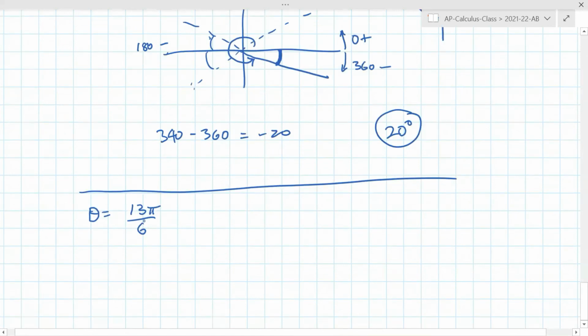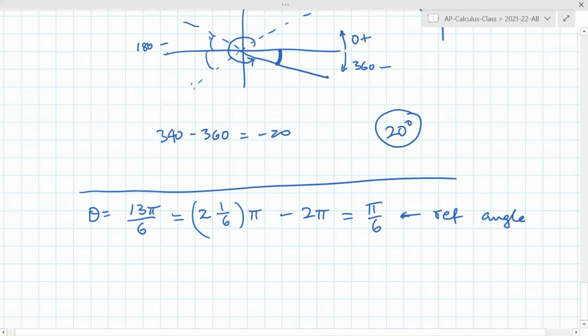Right, so you see this is bigger than 2 pi, right? What is this? 2 and 1/6 pi. So that means it's more than 2 pi, I can subtract 2 pi. What is left? 1/6 of pi, so pi over 6. This is the reference angle. Because pi over 6 is less than pi over 2, it is in the first quadrant. It's positive, that is the reference.